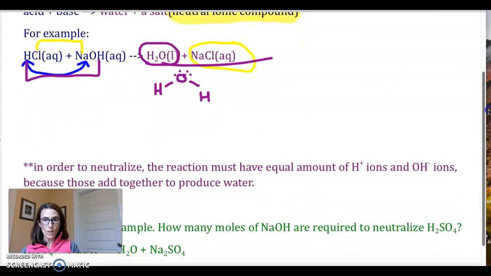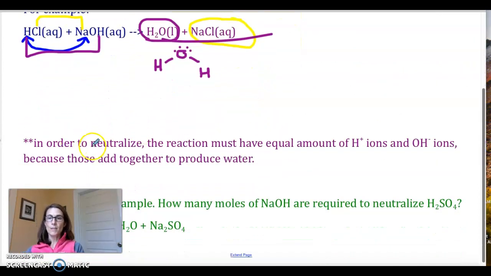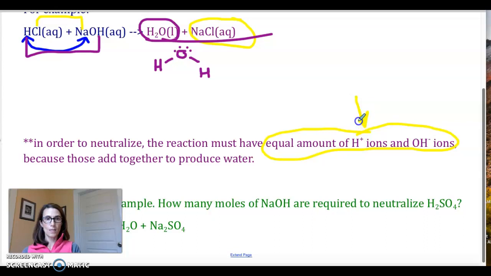Okay. So in order to fully neutralize that solution, the reaction has to have equal amounts of H plus and OH minus ions, because those add together to produce water. So this is what's needed for neutralization to occur. Equal amounts, and those amounts would be moles. So the moles of H plus and OH minus have to be equal to one another.